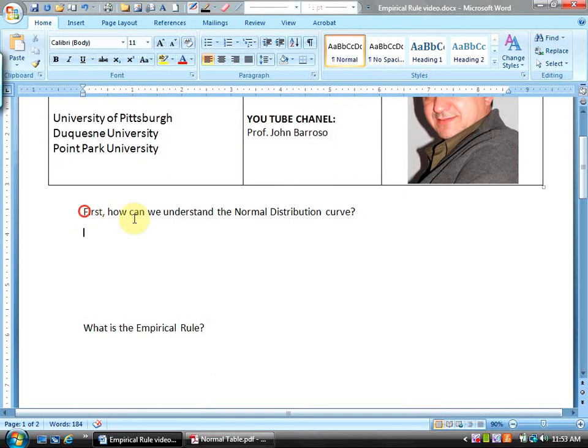So let's see how we can answer this first question here. How can we understand the normal distribution curve? Well, first, let's see some properties of the curve, okay? So the total area under the curve equals 1. That's not only for the normal distribution. Any distribution in statistics has area equal to 1. So that's the first thing.